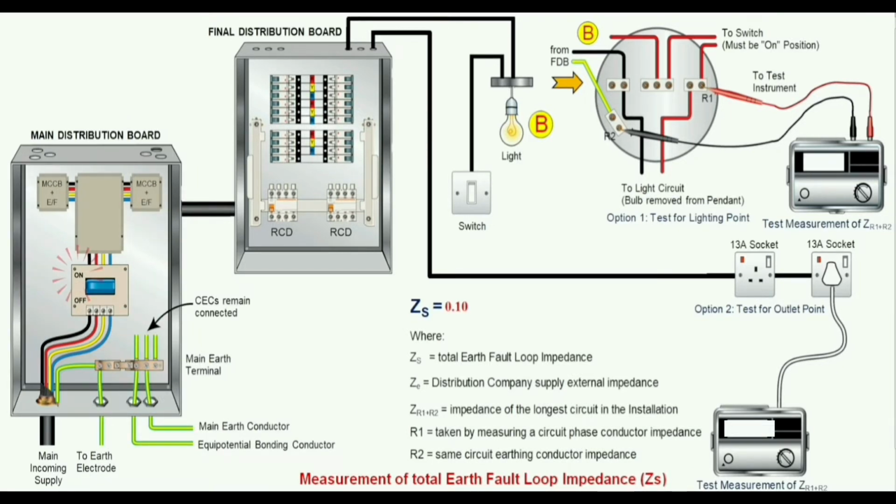Next, we will measure the farthest point of the circuits. For example, in this diagram, the lighting point with the accessory ceiling rose. Before starting any actual measurement at the farthest point of the circuits, the main earth conductor going to the main earth pit, the test link between the two terminals must be connected, as you can see.